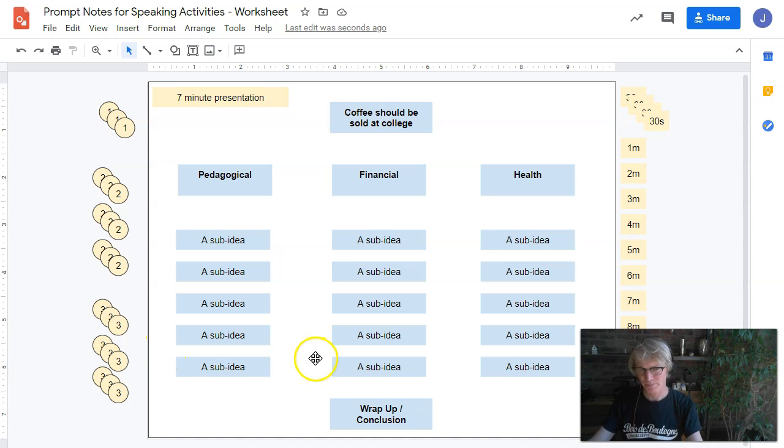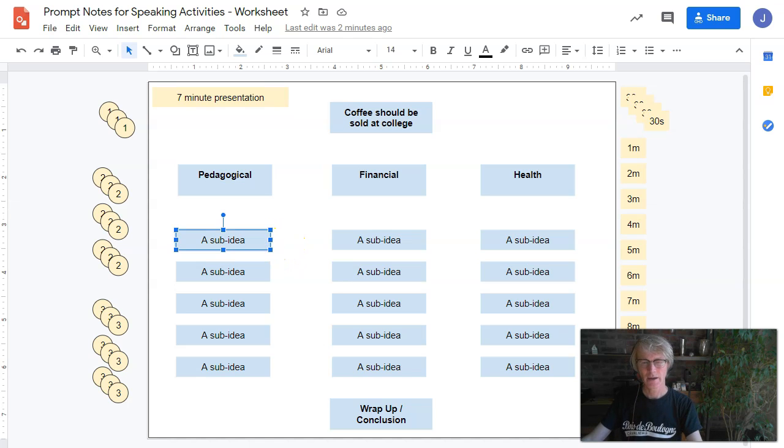So from a pedagogical perspective, why should coffee be sold at college? Well, for one thing, it keeps students awake. So that could be a sub idea. For another reason, research has shown that coffee actually makes you more focused on certain topics. And that could be an explanation for another sub-idea. Now, I will mention in passing that there are certain topics that it doesn't work as well with, and those are artistic type things. But if you need to be focused on, say, mathematics, on the other hand, it does help.